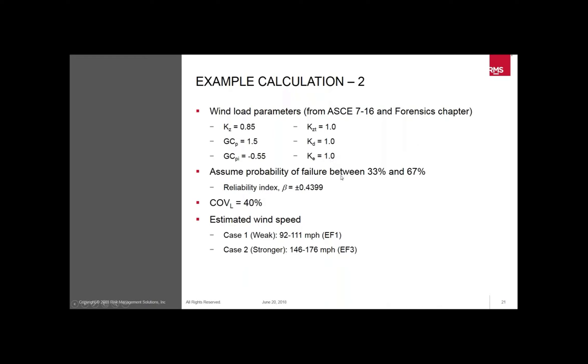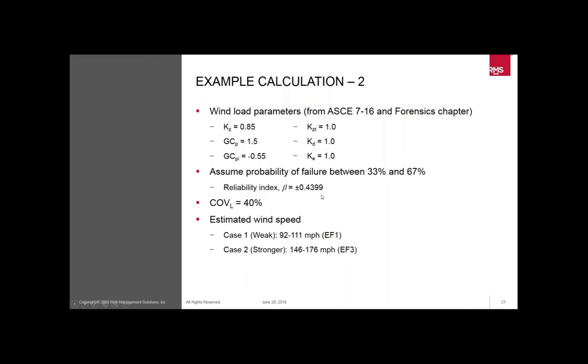Okay, so one of the things we are still in discussions about is, in the wind load estimation equation, what is the factor of safety, or rather the probability of failure, that we want to look at. Because if we know that the component has already failed, what was its probability of failure beforehand? That is still under debate. But for this example, I'm going to assume a probability of failure of 33 to 67%, so kind of the middle third, which corresponds to a reliability index of 0.44. We're going to plug this into the wind load equation to estimate the wind speeds, using a coefficient of variation of the load of 40%, which was one of the recommendations and estimates from the Ellingwood study.